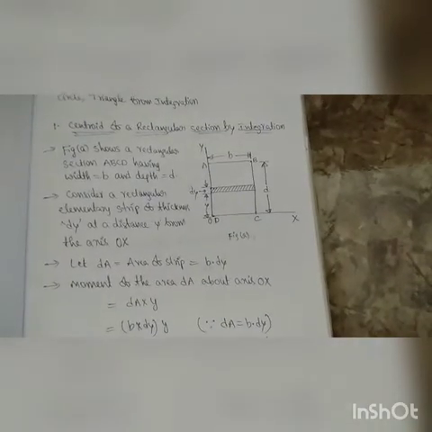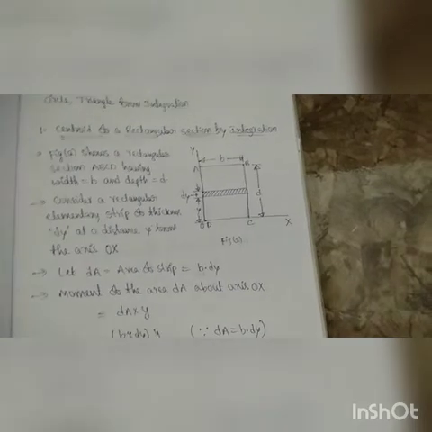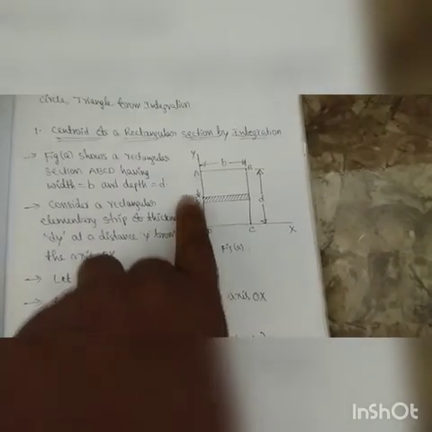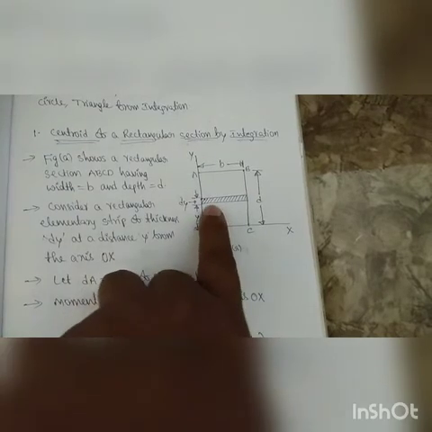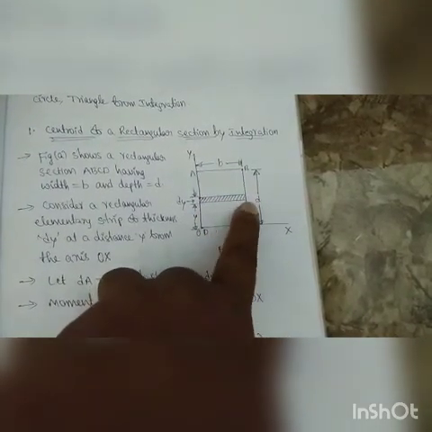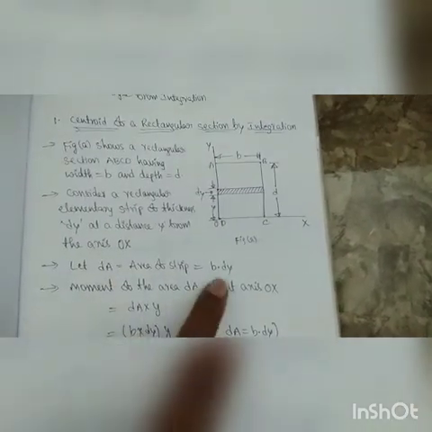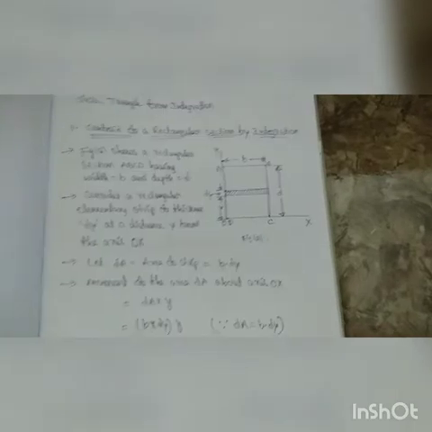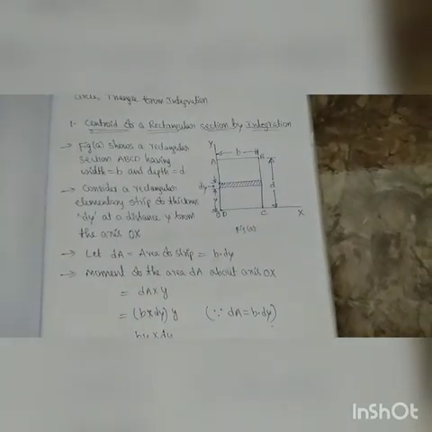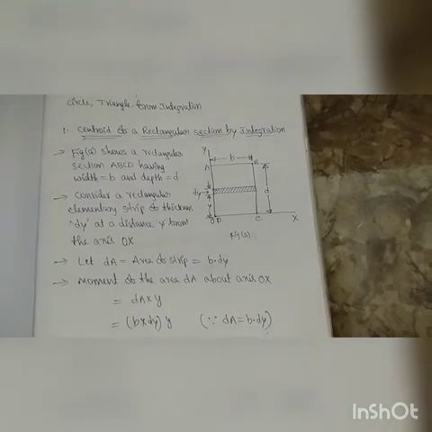Let the area of this elemental area be dA. We are taking this as B into dy. This is the elemental strip, and the area of the strip is B into dy. Now we are taking the moment of area about axis OX.